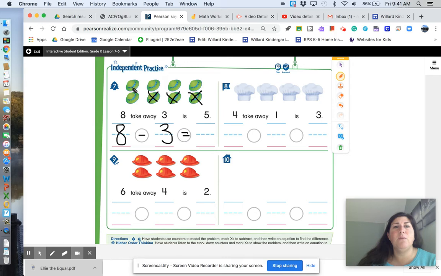I'm going to double check. 1, 2, 3, 4, 5. Yep. So this is what my equation looks like, and that's what your equation should look like on your workspace today.